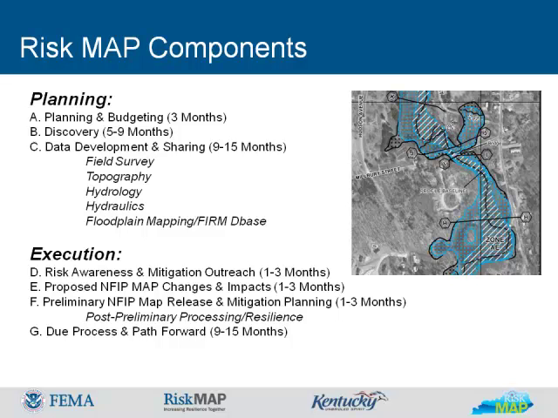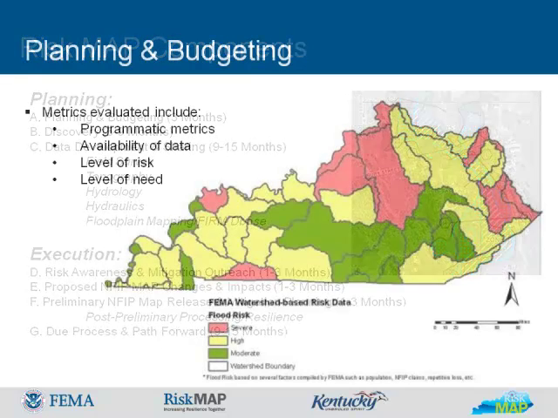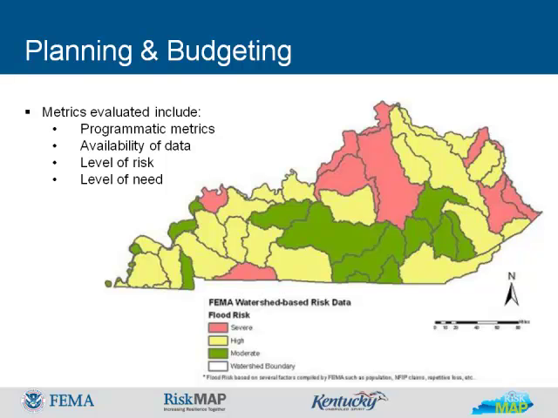Preliminary Flood Insurance Rate Maps are introduced to the community for review during the proposed NFIP map changes and impacts phase. The due process and path forward phase allows communities to adopt new FIRMs and to continue to build a more flood-resistant and resilient watershed. In collaboration with federal, state, and local stakeholders, FEMA developed a strategy that moves away from county-wide mapping to watershed-based mapping, a much broader and integrated approach.